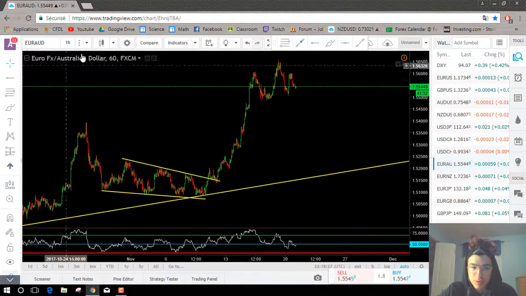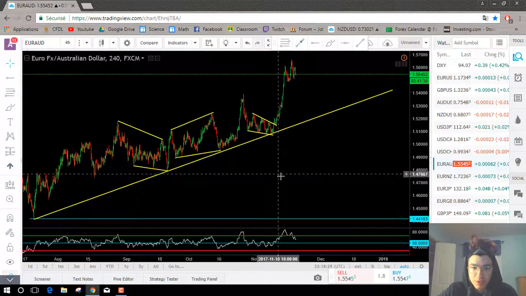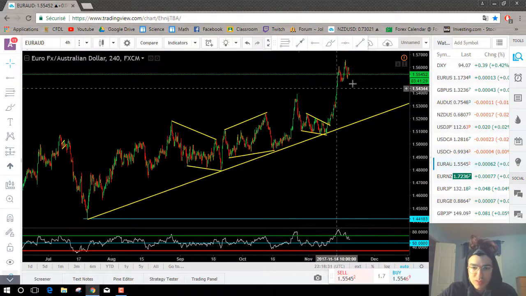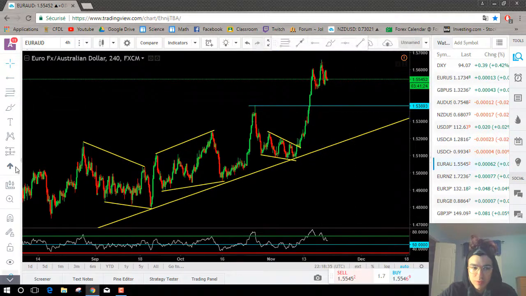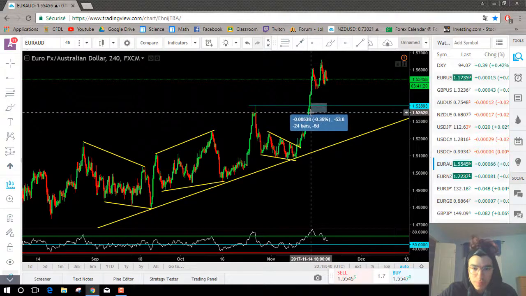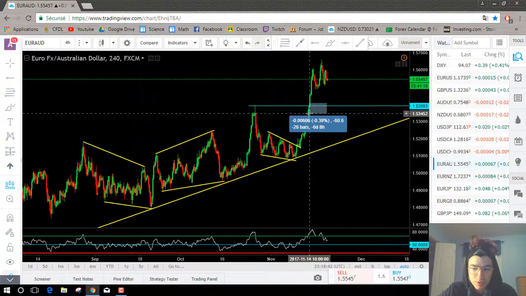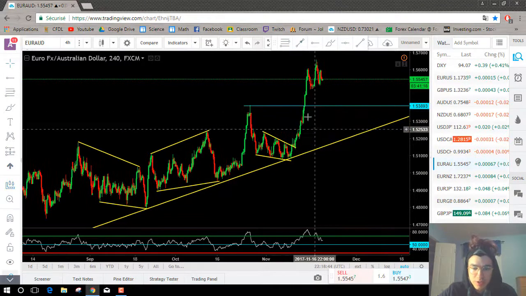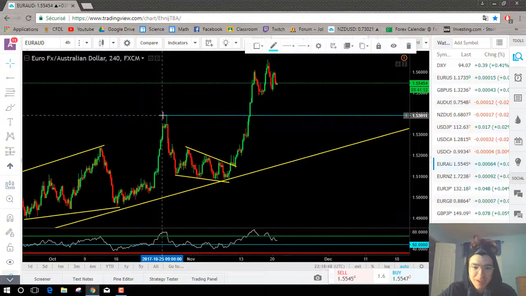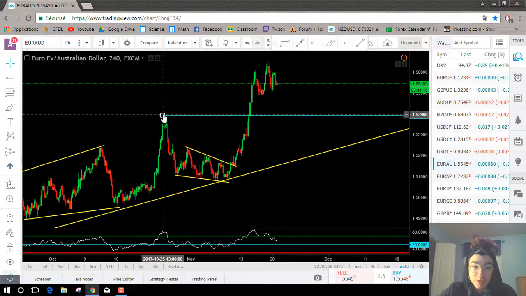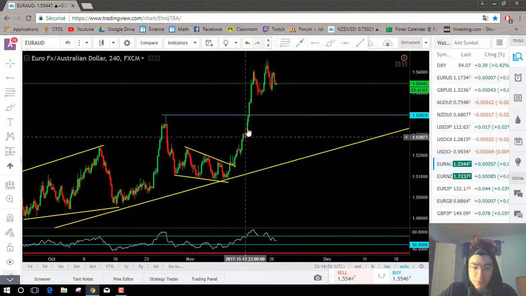Euro AUD, we are making a correction right here. So we broke this last up. I think it was last week. I'm not sure though. Anyway, it doesn't really matter. So we broke the top right here. After that we are getting a correction right here at the top.